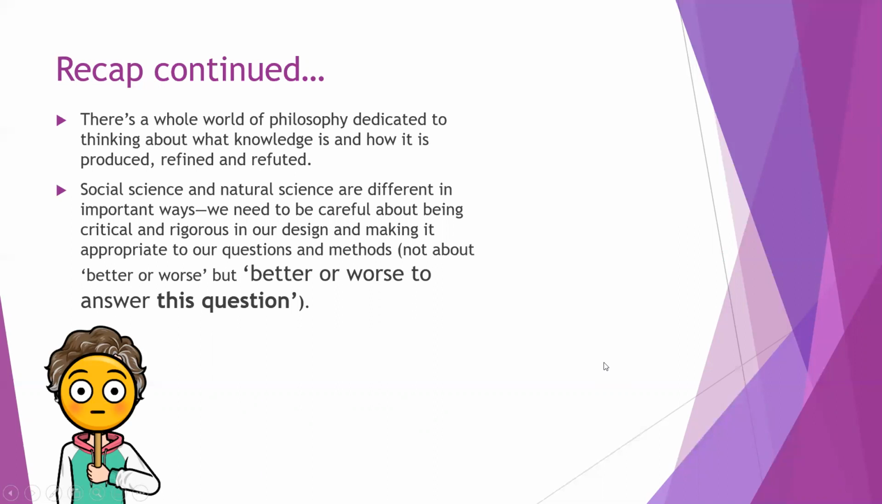Now, social science and natural science are different in important ways, and we just need to be very careful when we are thinking about our design for our research, particularly in the social sciences, that we are critical and rigorous in relation to what we are trying to achieve, and we're not just lifting one type of methodology from a totally different type of realm because we think that it's good based on some discursive normative idea about what good research looks like. Rather, we don't want to have better or worse methodologies or better or worse research design, but it is better or worse related to the question being asked.